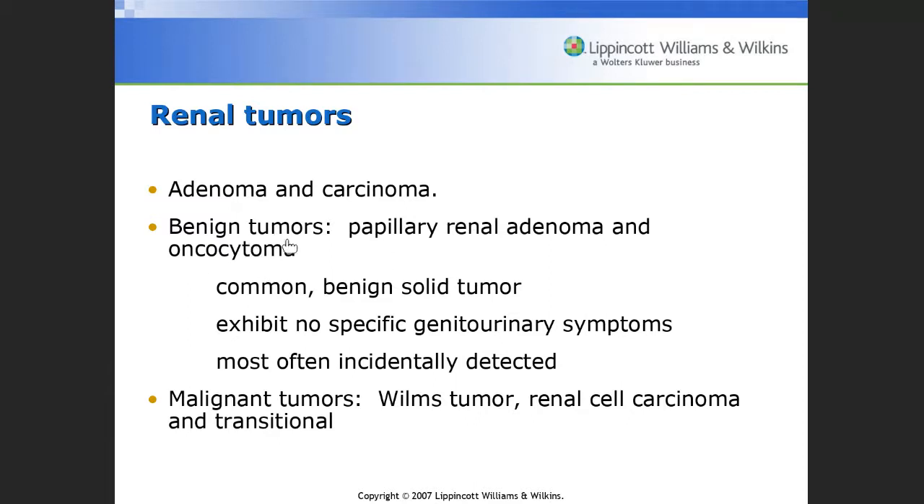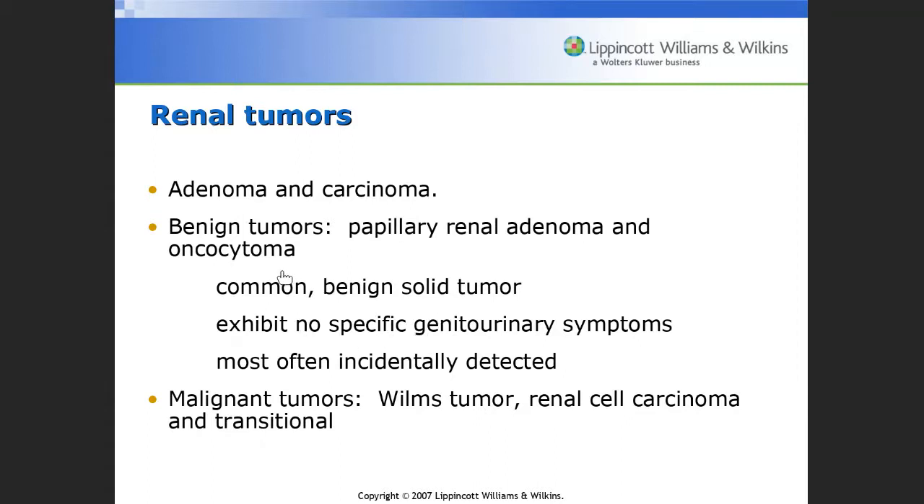The oncocytoma is also very benign, but you can actually identify the oncocytoma because these cells have a lot of mitochondria. They have a lot of eosinophilic staining, if you will. The oncocytoma is a very common benign solid tumor.